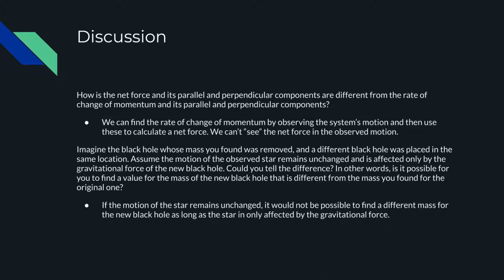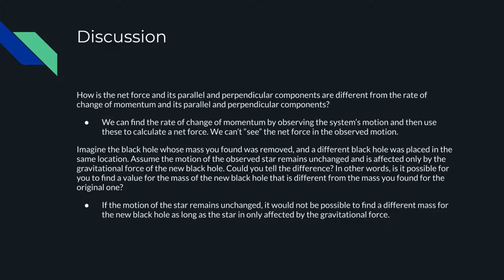So, for our discussion, how is the net force and its parallel and perpendicular components different from the rate of change of momentum and its parallel and perpendicular components? Well, it comes down to the fact that we can find the rate of change of momentum specifically by observing the system's motion, and then we use these findings to calculate a net force. We can't actually see the net force in the observed motion, but simply the motion of the object, which gives us the change of momentum.